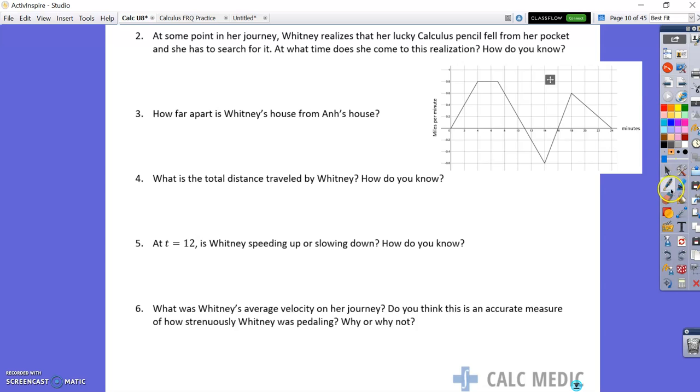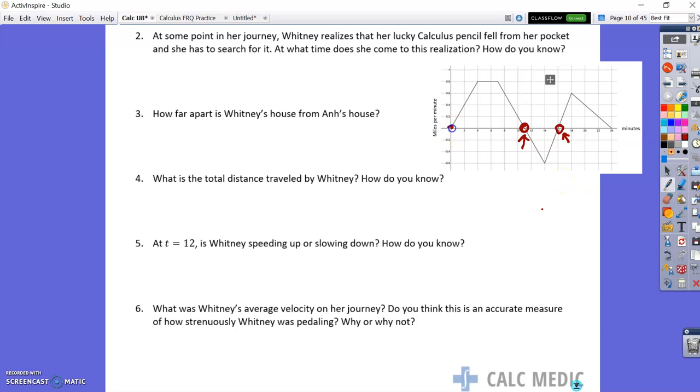Well, we know what happened right here. We can see her velocity is increasing, it's staying constant, and then it's slowing down. And then right here, her velocity is actually equal to 0. And since her velocity is equal to 0, that means she's stopped. And then her velocity is negative here and here, which means she's going backwards. So this is when she realizes she lost her pencil, and this is when she found her pencil and turned back around going the other direction. So those are the two things.